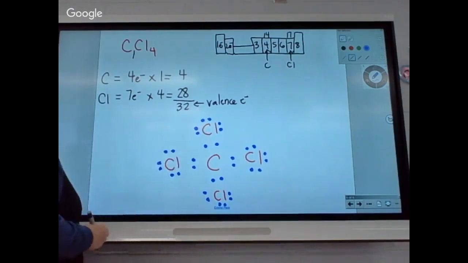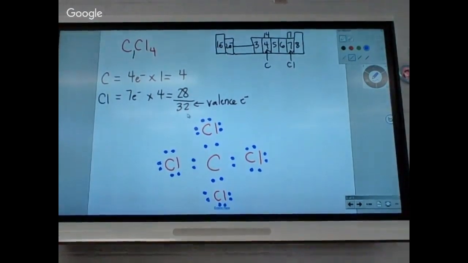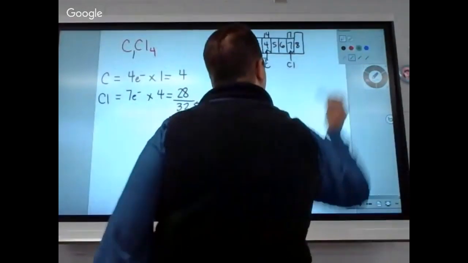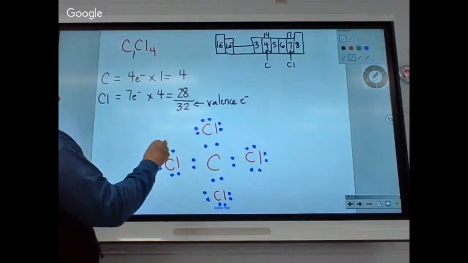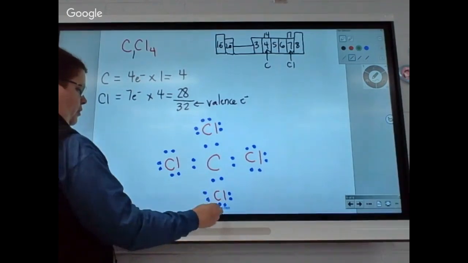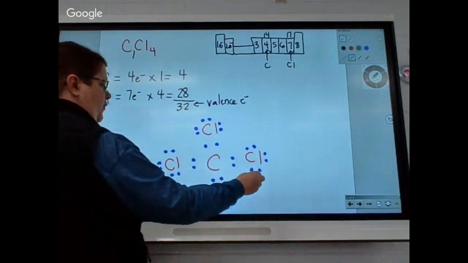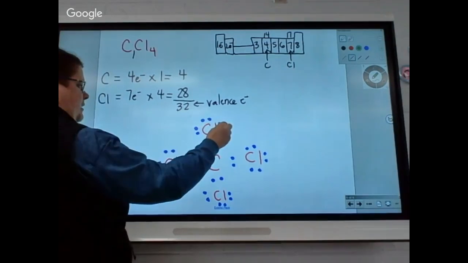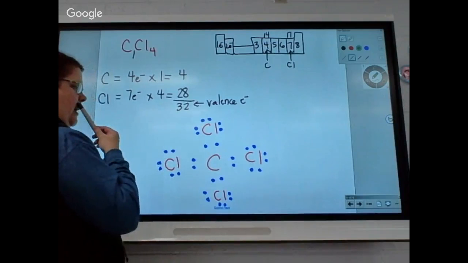But how did you not draw the dots between the atoms? Because they share. Now, 2, 4, 6, 8. Does this chlorine have 8? Yes. This chlorine: 2, 4, 6, 8. Does that have 8? Yeah. This one: 2, 4, 6, 8. Does it have 8? Yes. And the last one, 2, 4, 6, 8. Does my carbon have 8?